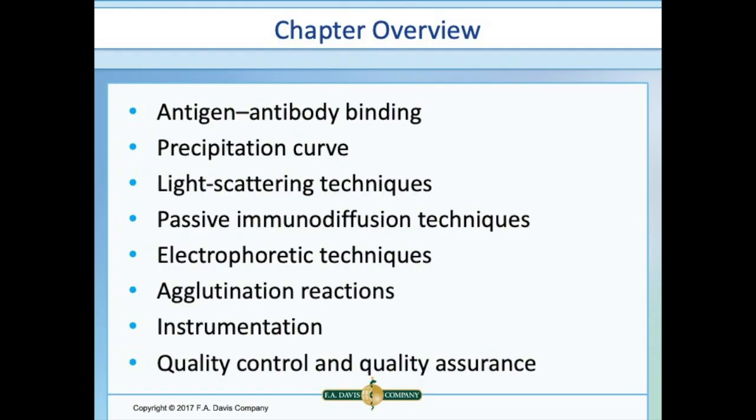So for this chapter, we shall be discussing the basic facts regarding antigen and antibody binding. And of course, as a foundation for this topic, it is also very important that we are able to discuss the precipitation curve, light scattering techniques, passive immunodiffusion techniques, electrophoretic techniques, agglutination reactions, and some of the pertinent instrumentation techniques that may be utilized for agglutination and precipitation, quality control and quality assurance.